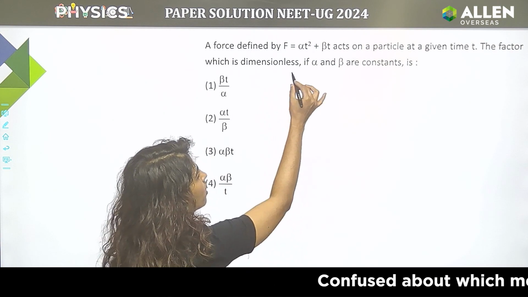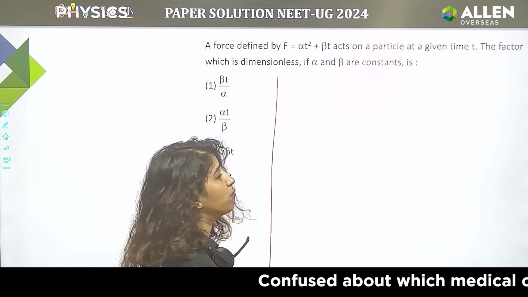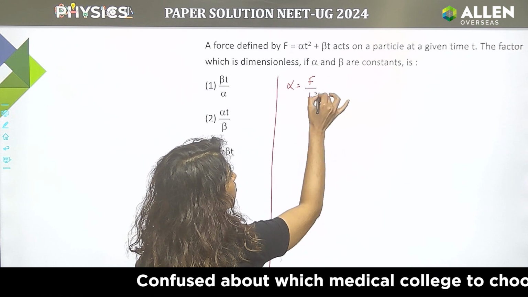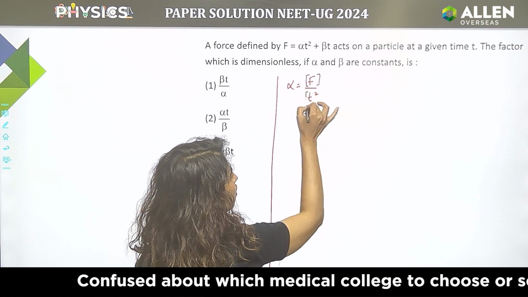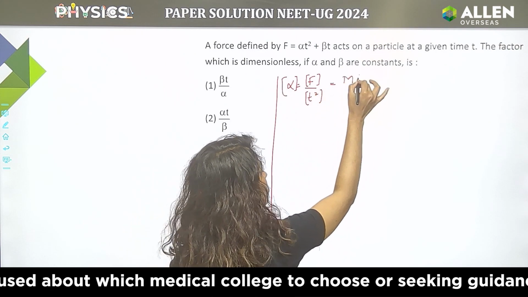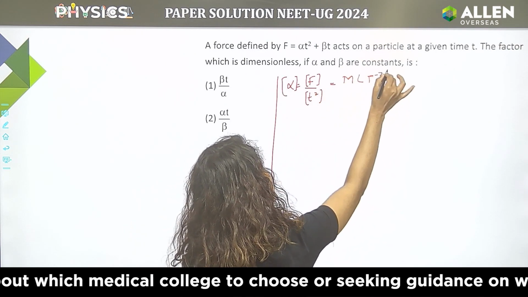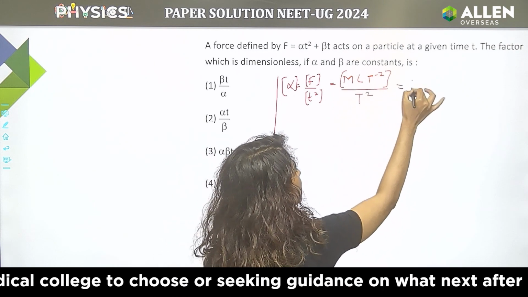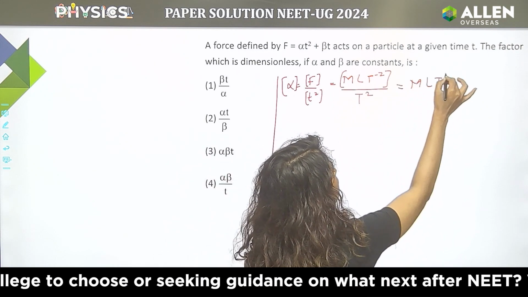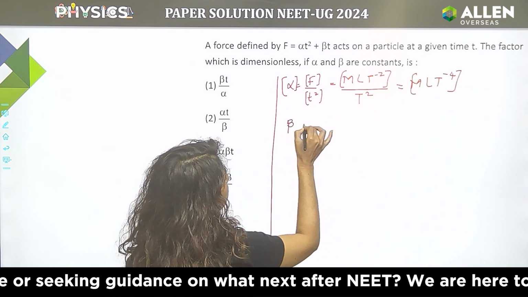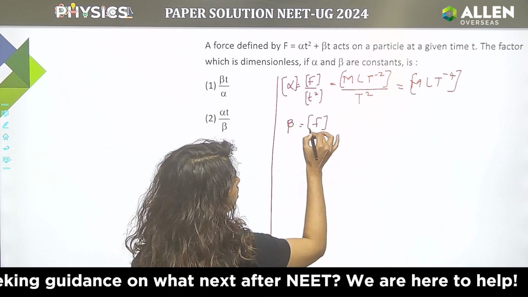So we'll find out the dimensions for alpha and beta. Alpha has a dimension F upon t square. Dimension of alpha would be F upon t square, which is equal to M L T minus 2 upon T squared. So this makes it M L T minus 4. Similarly, beta would be F upon t.